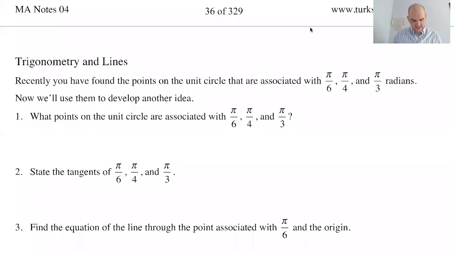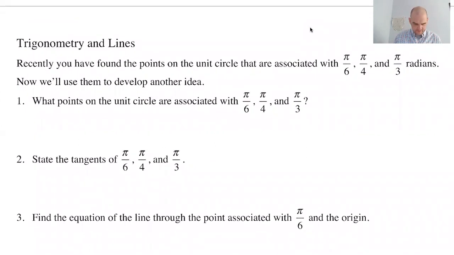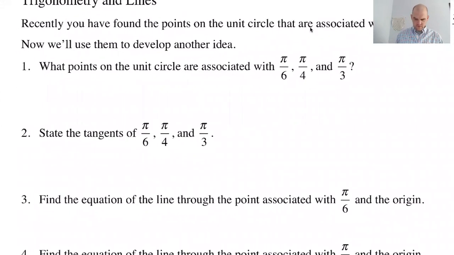All right, this is page 37 of math analysis, and we're going to talk about trig and lines. So what does this have to do with trig, or what does it have to do with lines? Let's find out. So first of all, points on the unit circle associated with pi over 6, pi over 4, pi over 3. So how should we write this?